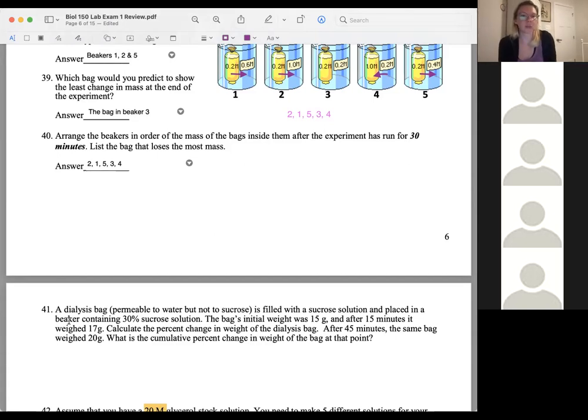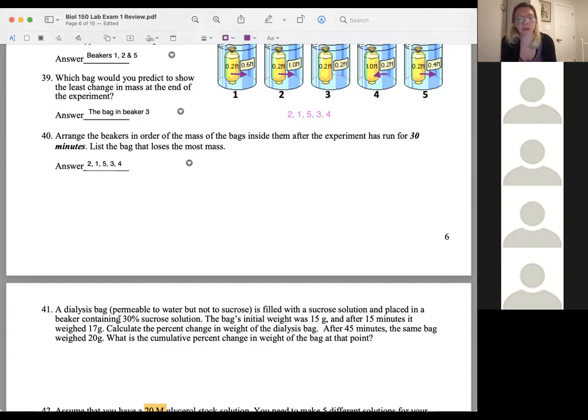All right, a dialysis bag, just like one of these bags, is filled with a sucrose solution and placed in a beaker containing 30% sucrose solution. The bag's initial weight was 15 grams, and after 15 minutes, it weighed 17 grams. Calculate the percent change in weight of the dialysis bag.